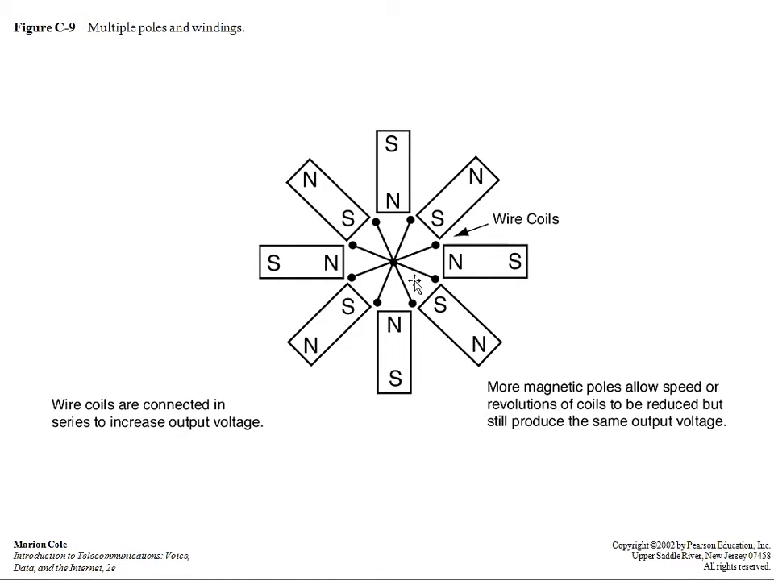This diagram shows a set of 8 wire coils at the ends of an armature, and these coils rotate between north and south poles, capturing that magnetic field in the form of voltage carried along the copper wires.